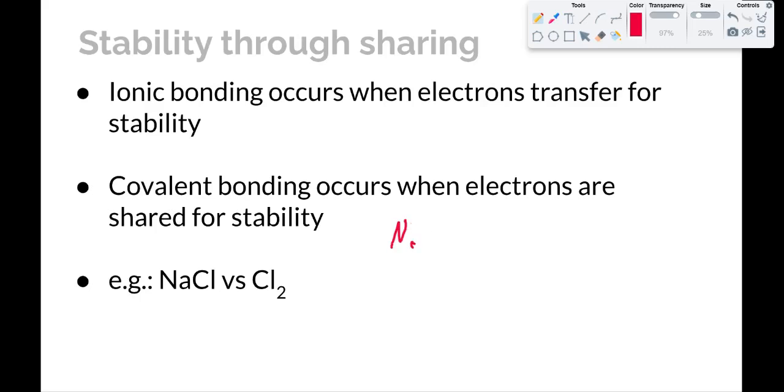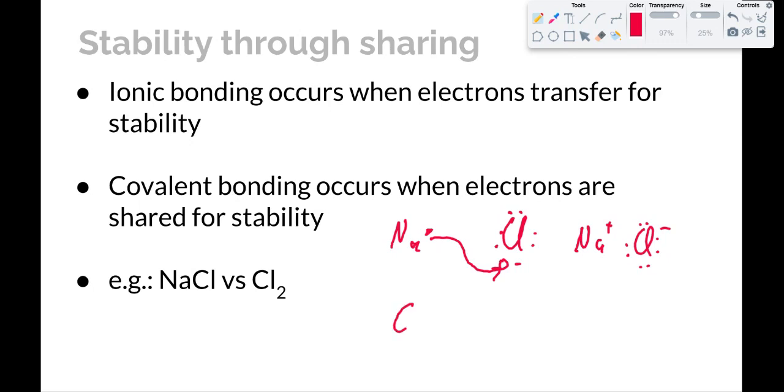So in sodium chloride, sodium has 1 valence electron, chlorine has 7 valence electrons. Stability for chlorine would be to fill that outer shell with a full 8 electrons, and stability for sodium would be to get rid of its lone third shell electron so that it could have a full 2 shell. So that electron will transfer from sodium to chlorine. That's going to make a sodium 1 plus and a chlorine 1 minus. And those opposite charges attract, and that's the bond, the attraction between opposite charges.